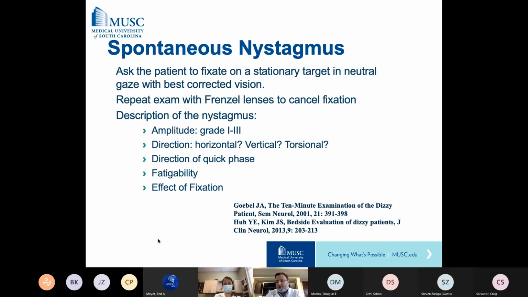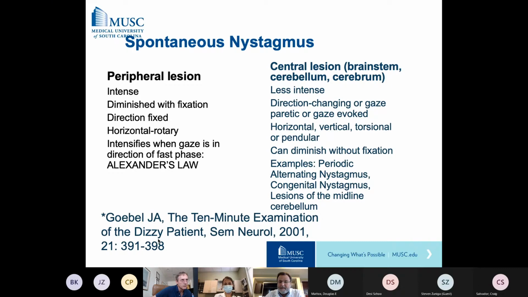The next point to define is the direction of the nystagmus. Is it horizontal? Is it vertical? Is it torsional? Is it a combination of all of the above? What is the direction of the quick phase? Is it fatigable, meaning it kind of dials down and then gets less intense? And what is the effect of visual fixation? Because as we know, when you use visual fixation, if it's peripheral, usually the nystagmus should go down. And, to summarize, a peripheral lesion will cause an intense nystagmus diminished with fixation, direction fixed, which is horizontal and torsional, and intensifies when the patient is looking in the direction of the quick phase.